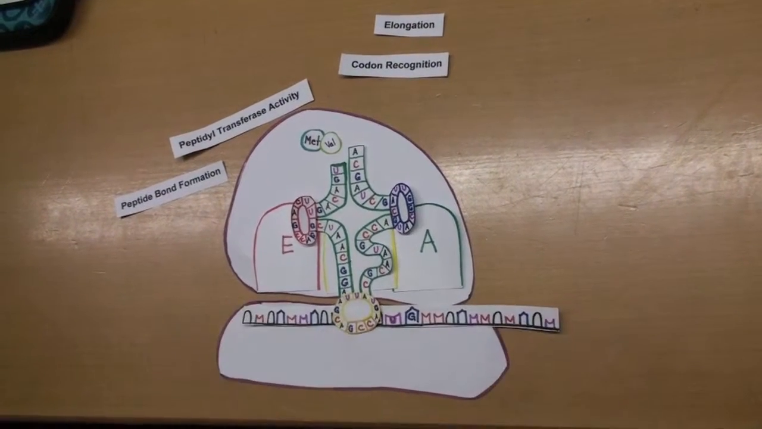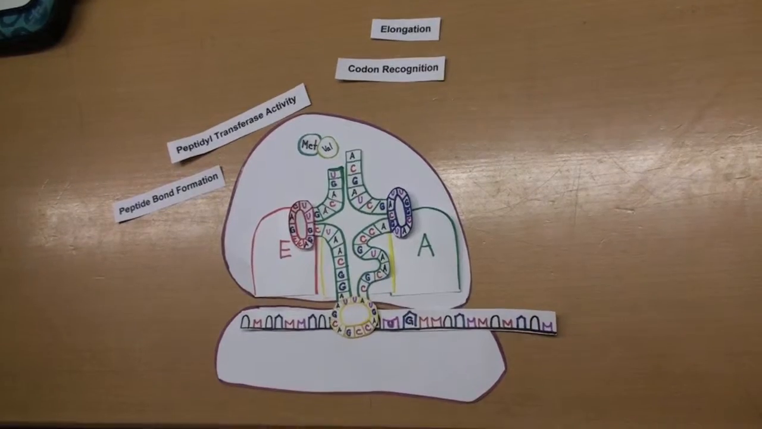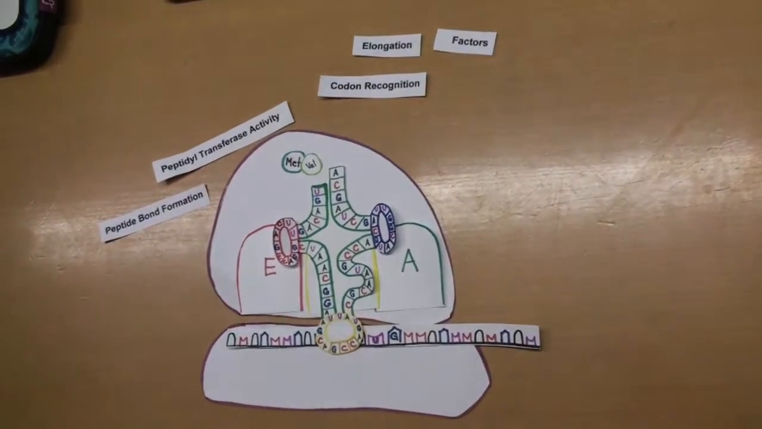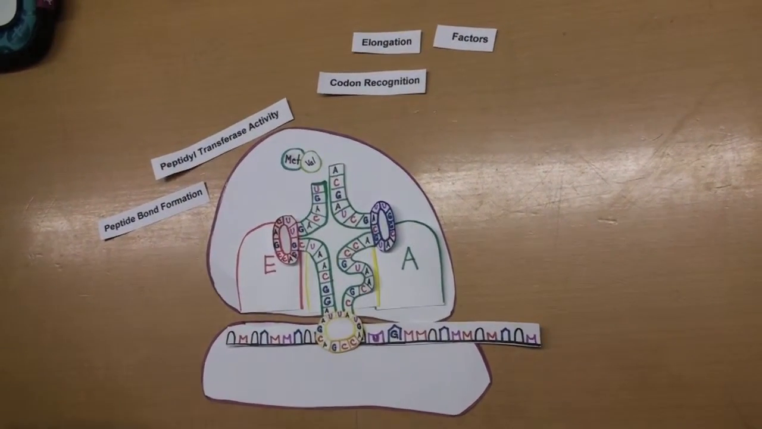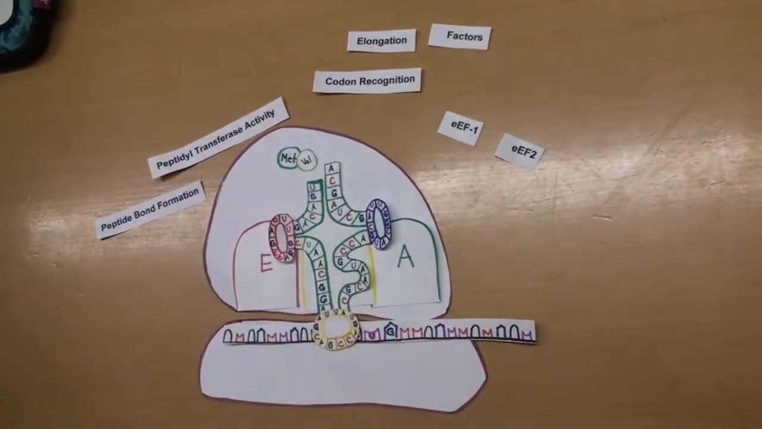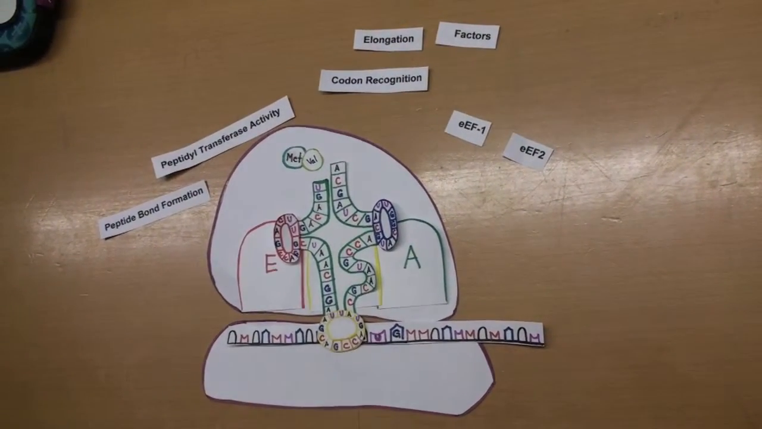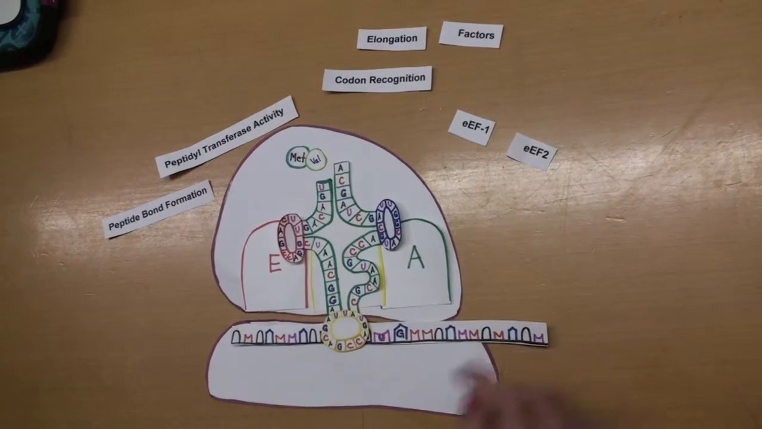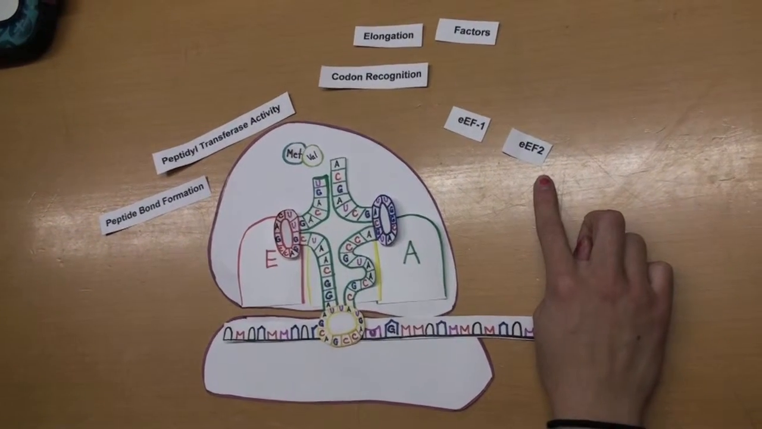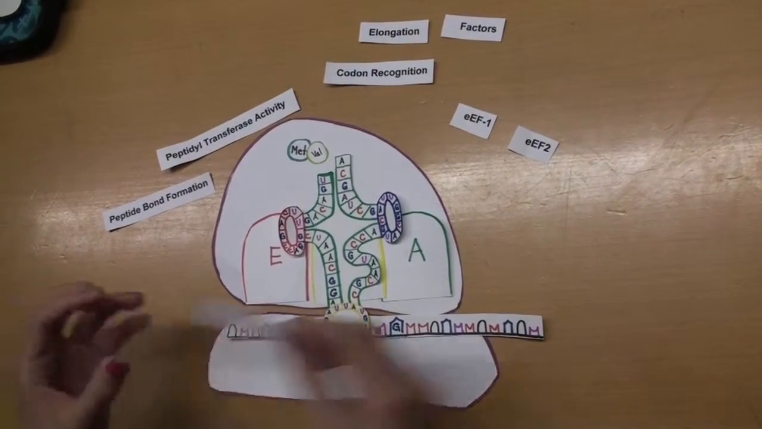The peptide creation steps are assisted by elongation factors, primarily EEF1 and EEF2, which aid amino acid linkages at the speed of 2 amino acids per second. EEF2 also promotes the GTP-dependent translocation of the ribosome.